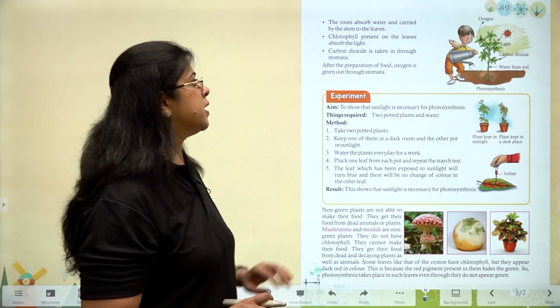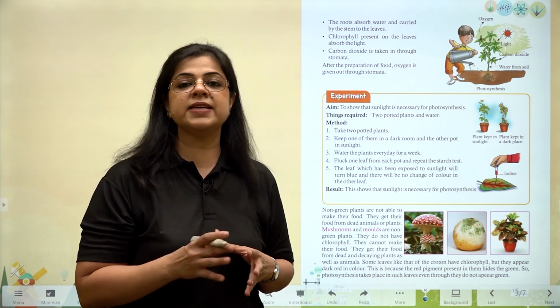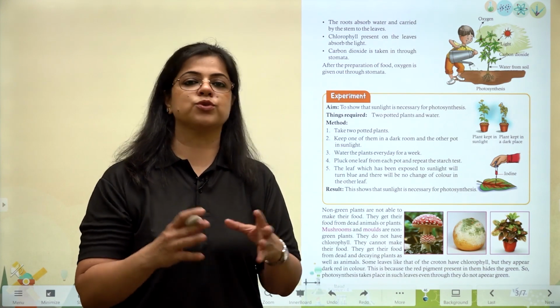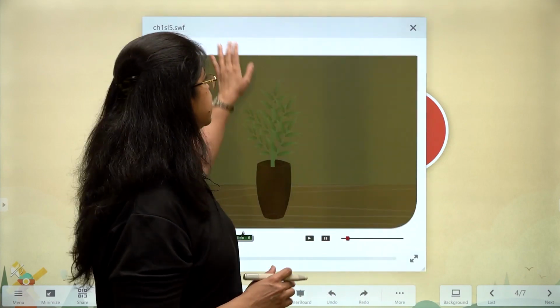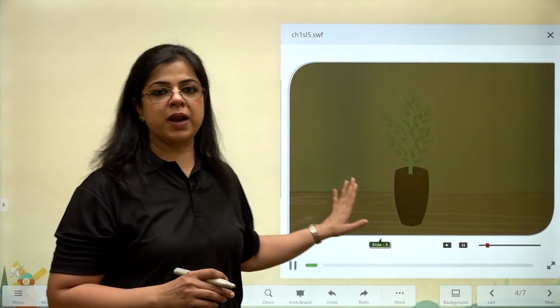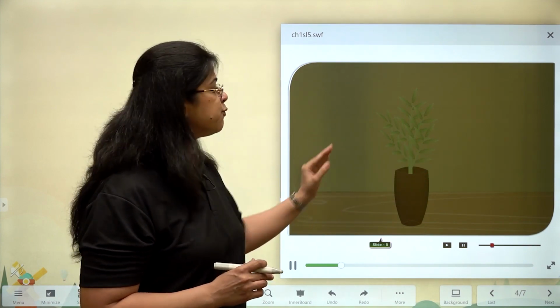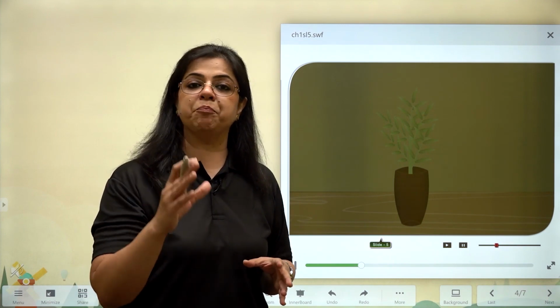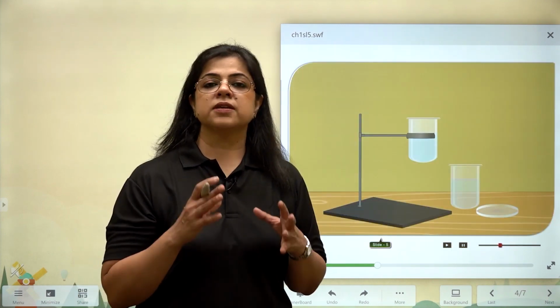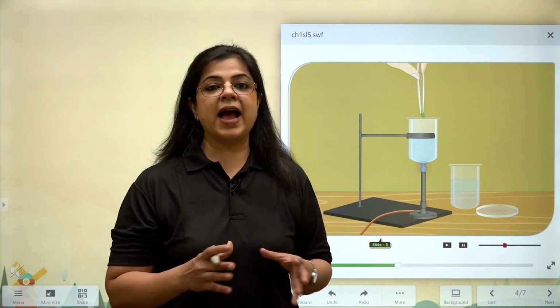Now let us understand how sunlight is very essential for the process of photosynthesis through a very simple experiment. As we can see here, this plant was kept in the dark for 2 days. A leaf was then plucked from this plant and it was first bleached by boiling in water and then in alcohol.